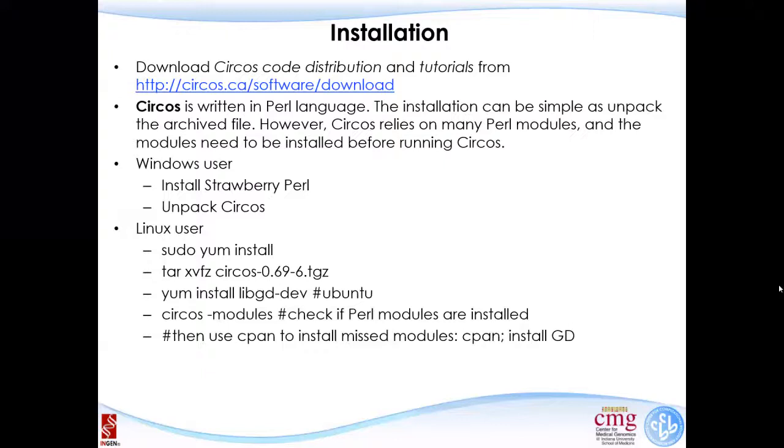But Circos does not have an interface like previously we had with IGV or the UCSC Genome Browser, a very beautiful interface and very handy. You can just click with the mouse. But for Circos, it's all command line. Just like on a Linux system, you have to run everything on the command line. On Windows, it's pretty easy. You can install Strawberry Perl and get all the packages ready. In Linux, after you download Circos, you have to run circos -modules to check if any module is missed. If any module is missed, you have to run CPAN or any other module management system to get it installed.